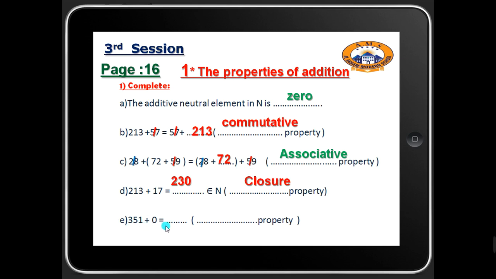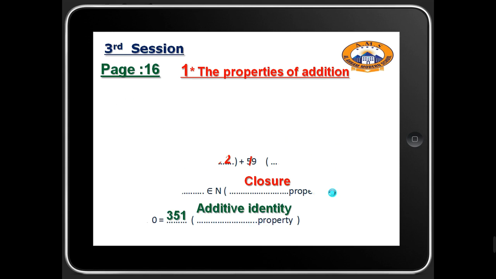The last one here, 351 plus 0. When we add any number to 0, the value doesn't change. 351 plus 0, yes, it will give me 351, and we call this the additive identity. Here I can write the additive identity, or I can write the additive neutral element. They are the same and they are both correct answers.